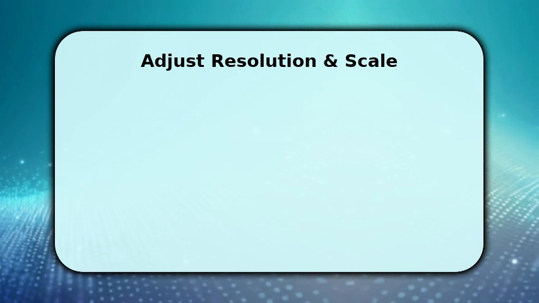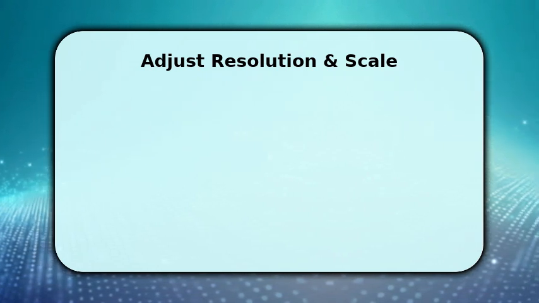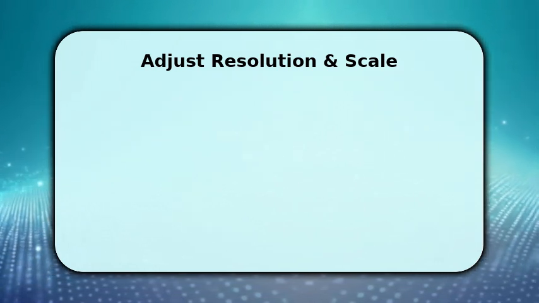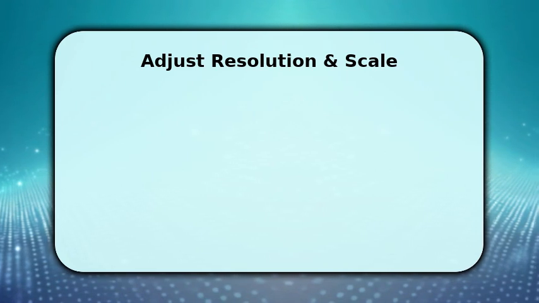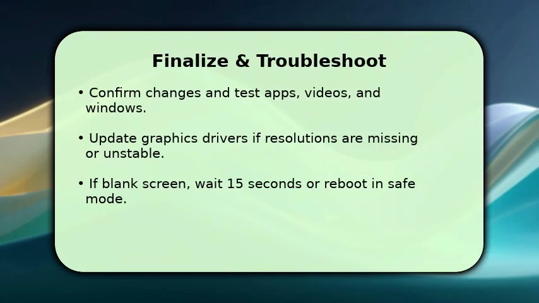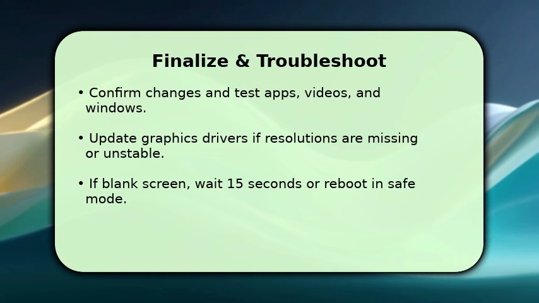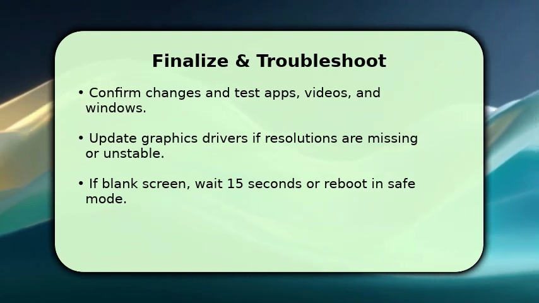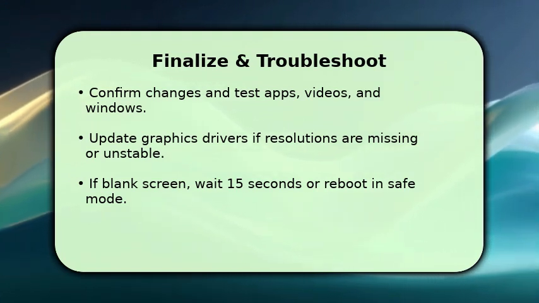After choosing options, click Apply so Windows previews the change. If it looks wrong, use the Revert button within the prompt to go back immediately. Finish by confirming the settings and testing typical apps, videos, and multiple windows to ensure nothing is clipped.